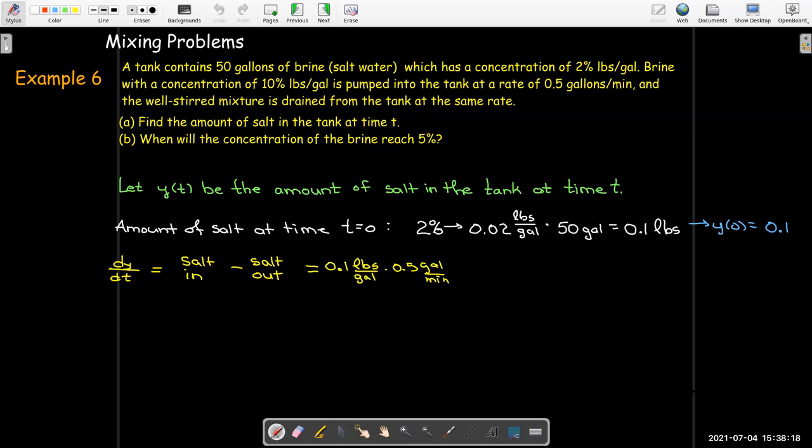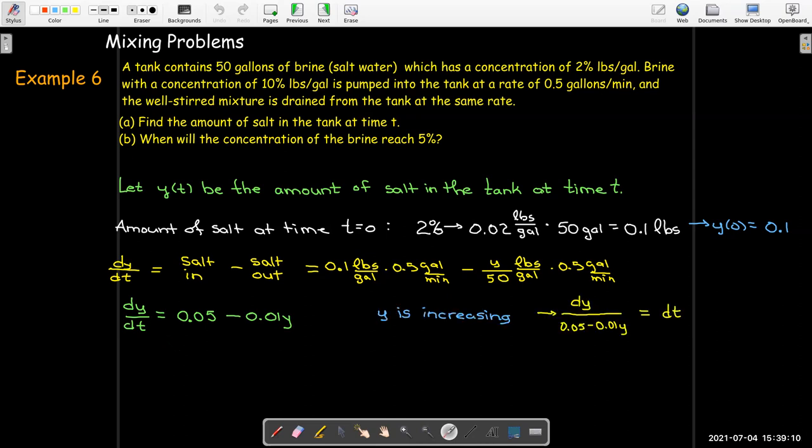So how much is coming in? Well, our concentration is 10%, so that's 1/10 or 0.1 pounds per gallon. It's flowing in at 1/2 gallon per minute. So the product of those two tells me the amount of salt coming into the tank. Meanwhile, the concentration that's leaving is, well, we don't know, but we know that we have y pounds of salt in 50 gallons of brine. So that's the concentration that leaves and is leaving at a rate of 1/2 gallon per minute. So this is the equation I need to solve. And I'll make a note that again, in this problem, y is increasing.